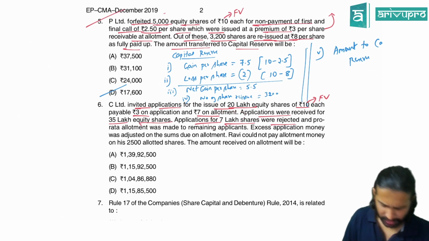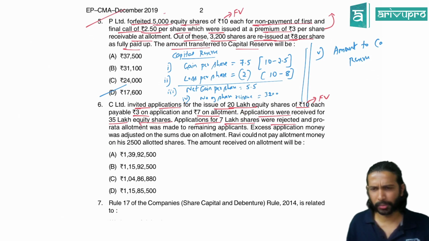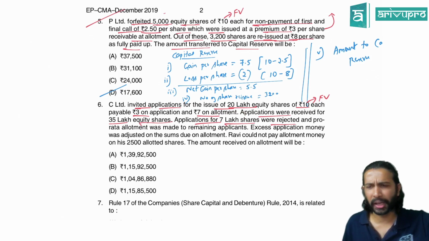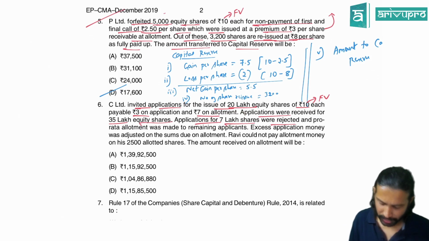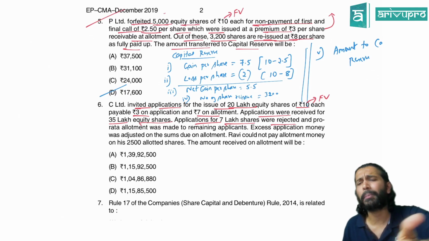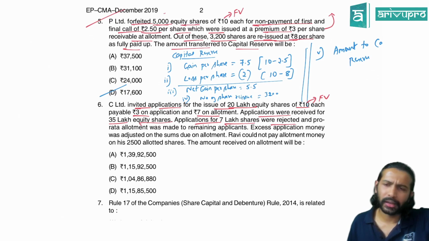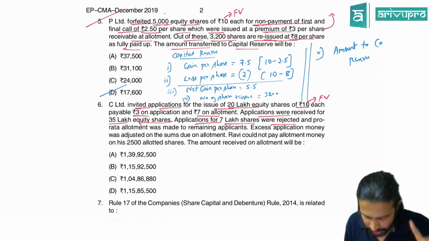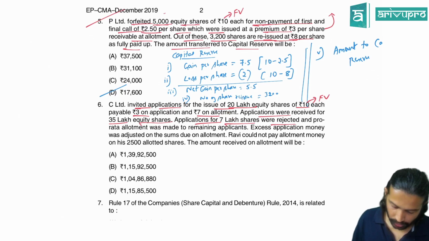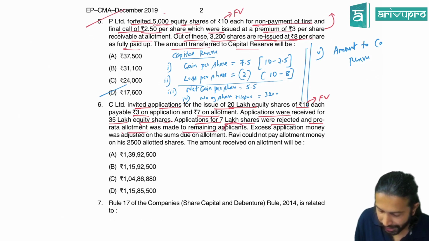Whichever guys applied for 7 lakh shares, they said bye bye. They showed them the boots. They say better luck next time. No ticket, come next time. They rejected his application, meaning whatever application money they had paid, the company refunded. On how many shares? 7 lakh. And pro rata allotment was made to the remaining applicants.